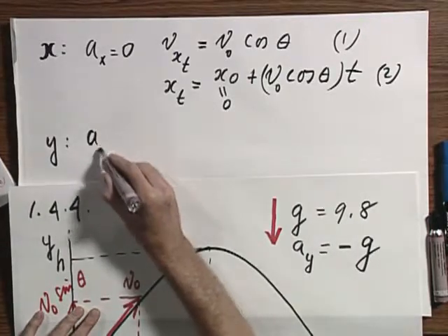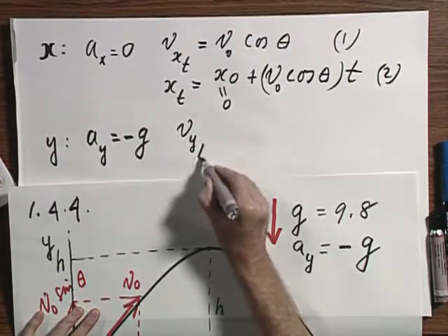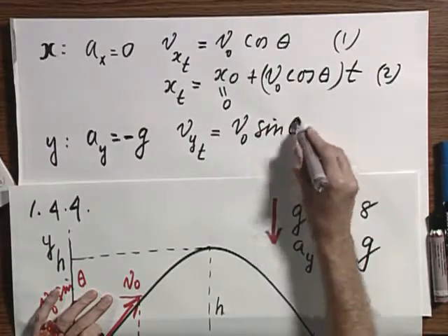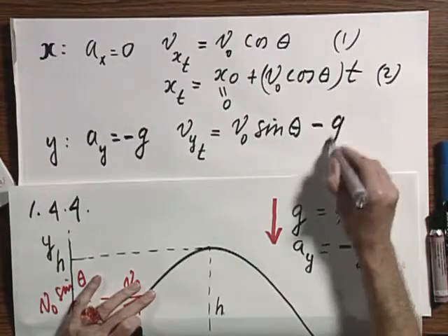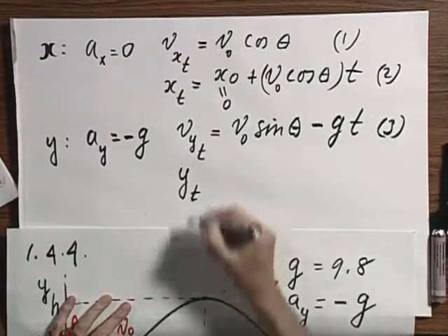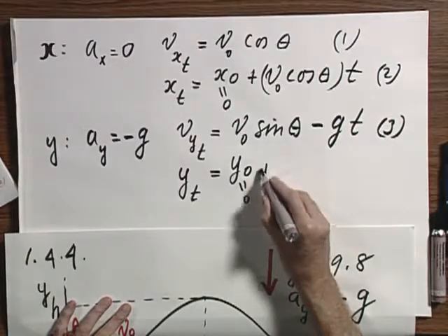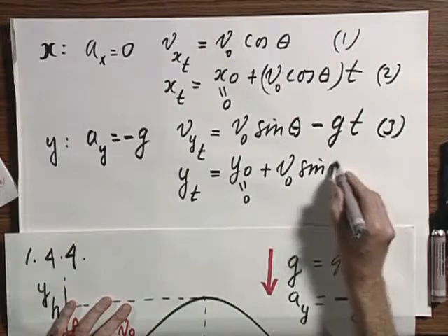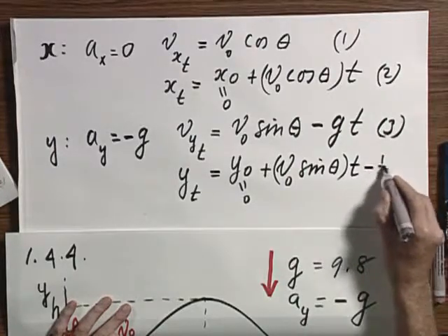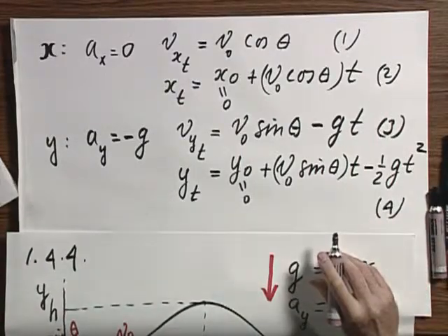In the y direction, where a of y equals minus g, I have that the velocity in the y direction at any moment in time starts off at v0 sine theta, and then I get minus gt. Let's call that equation number 3. And the position in the y direction equals y0, which I choose conveniently 0, plus v0 sine theta, that's the velocity in the y direction at time t equals 0, times t, minus 1/2 g t squared. So that is my equation number 4.